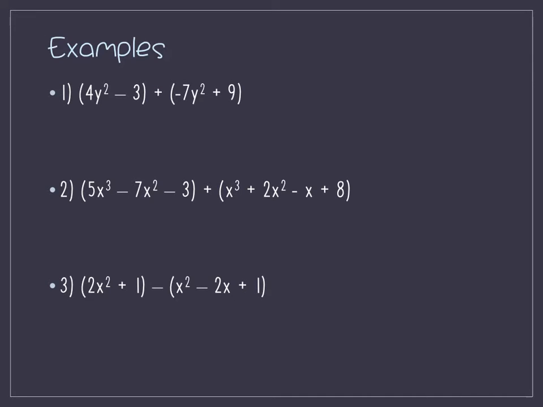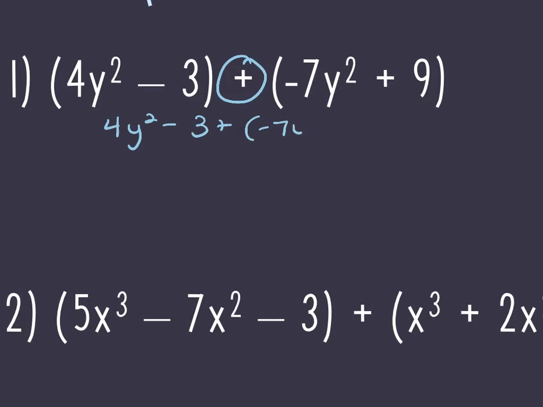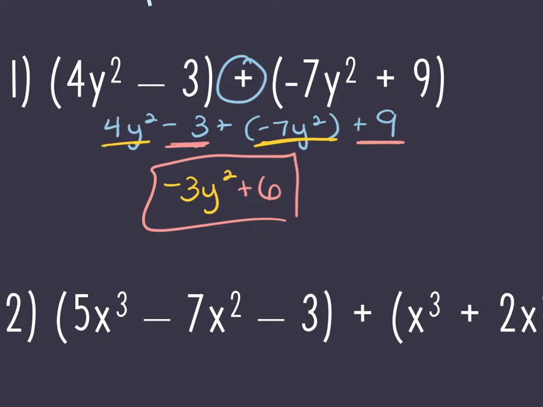Here's some examples. So let's look at number 1. 4y to the second minus 3 plus -7y to the second plus 9. When there's a plus in between the parentheses, you can literally ignore the parentheses and not change anything. This would still be a -7y squared plus 9. Now look at your like terms. I've got a y squared here and a y squared there. That's +4 and a -7, which means -3y squared. And then I've got a -3 and a +9, which means +6. So we're just combining like terms here.